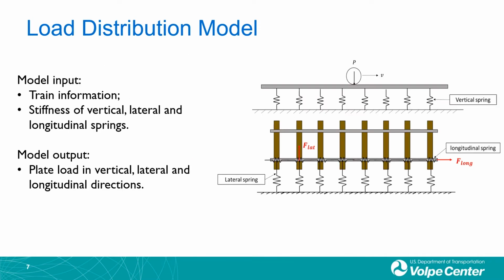Once we know the fundamental force level to initiate spike failure, the next question is how we get that amount of force transferred here. So we have this track model that is able to help us understand the force distribution at a system level. This model is composed of vertical, lateral, and longitudinal springs. Based on beam elastic foundation theory, this model is able to tell us the plate load in all directions once we tell the model the train information and the stiffness of the springs.